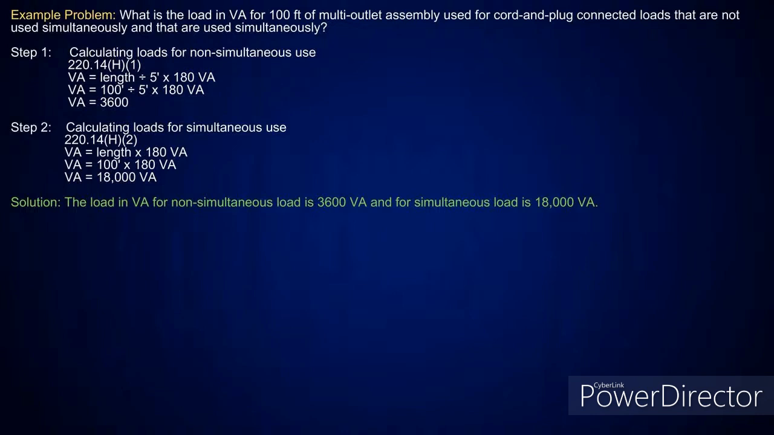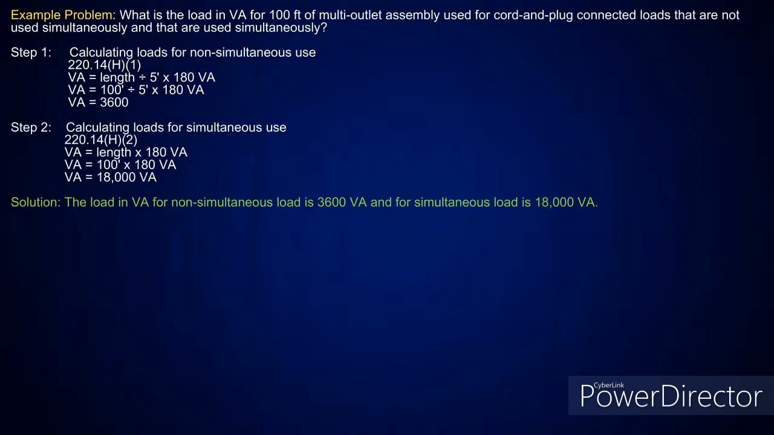Okay. Now, let's look at this. This is where you get to use outlet assemblies that are used for cord and plug connected loads. And we're going to do two: where you use them simultaneously and where they're not used simultaneously. Now, when you get into this, you need to go look at H1 and H2. It'll be just right above your receptacle outlets, and it will say fixed multi-outlet assemblies.